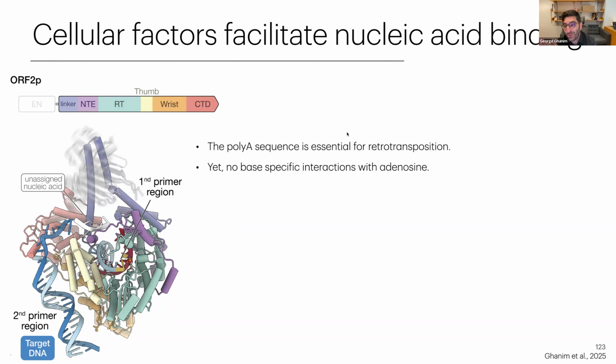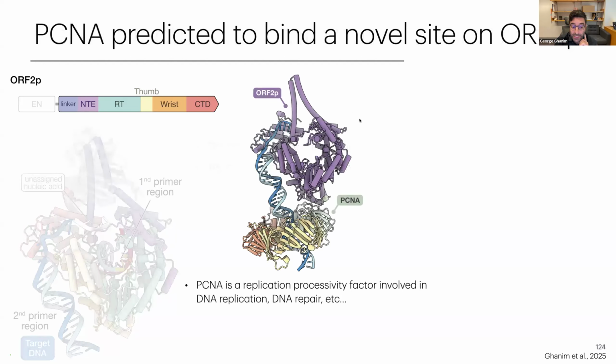So we did what any structural biologist does nowadays, and we predicted AlphaFold structures between ORF2p and known interactors. Of the handful that we predicted, two came up as high confidence and seemed to be very interesting. And the first is PCNA.